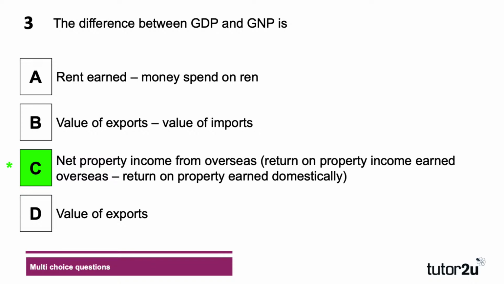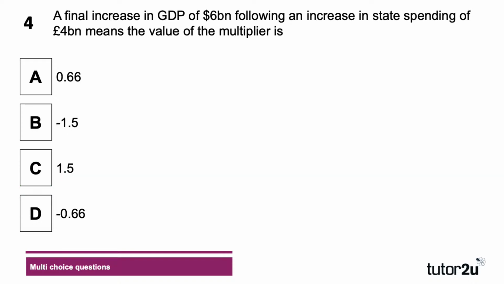Wonderful. Okay, question 4. So this is our last multiple choice question. We're off to a really quick start here. Really get your brains going. A final increase of GDP of $6 billion following an increase in state spending of $4 billion. Let's pretend they're all pounds. Means that the value of the multiplier is what? So let's go for a £6 billion increase in GDP after an increase in state spending of £4 billion. What do we think the answer is here?